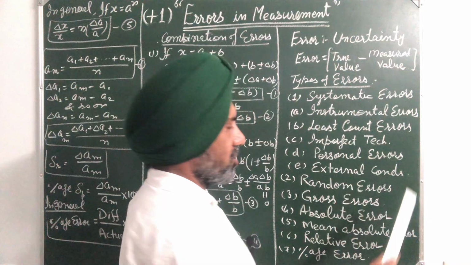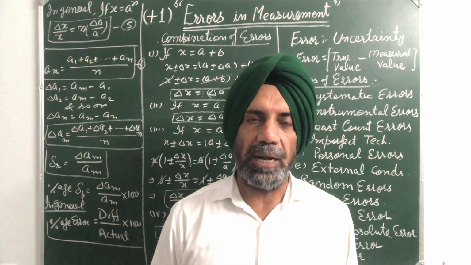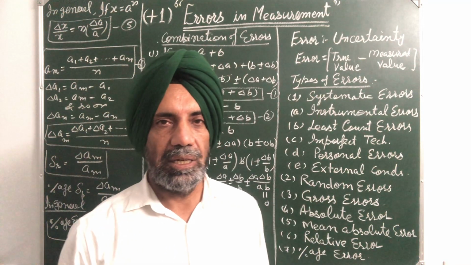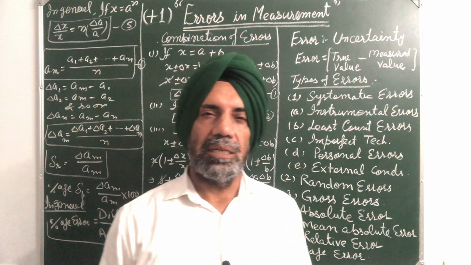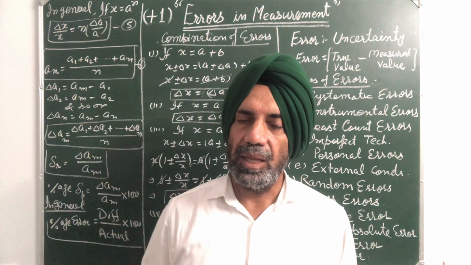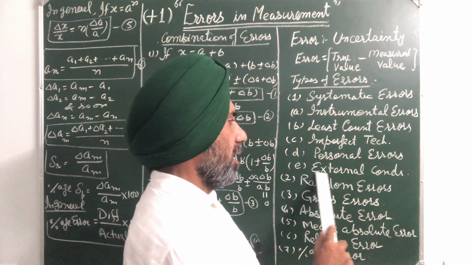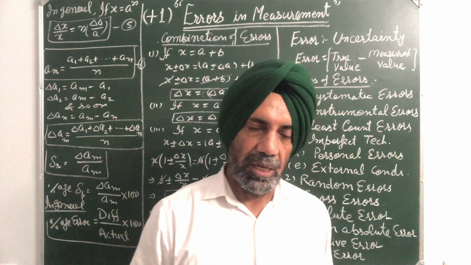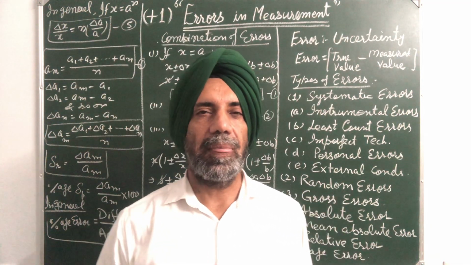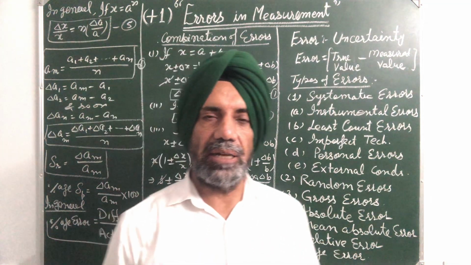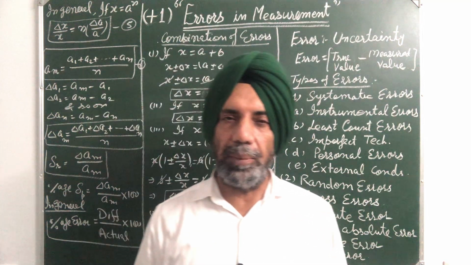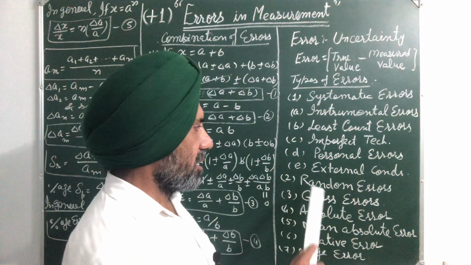Fifth is external conditions, because most of the physical quantities depend upon external conditions like pressure, temperature, humidity, wind velocity. These physical quantities vary when these external conditions vary. Such errors are known as errors due to external conditions. They can be minimized by controlling the external conditions. For example, to control temperature, we can use AC. To control pressure, we can use a vacuum pump. So such errors can also be avoided.